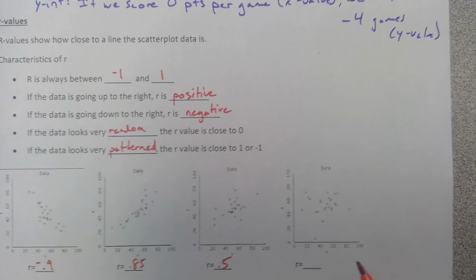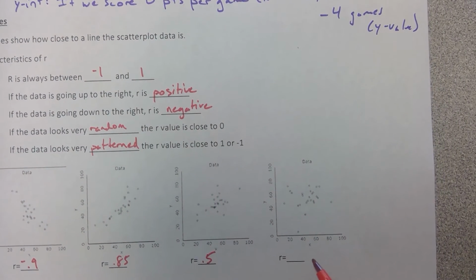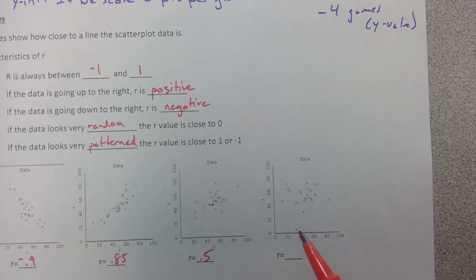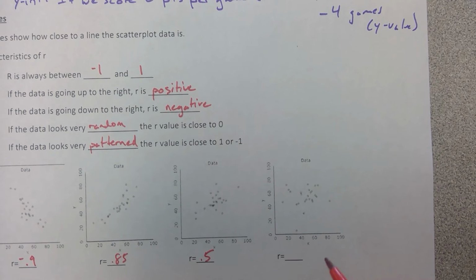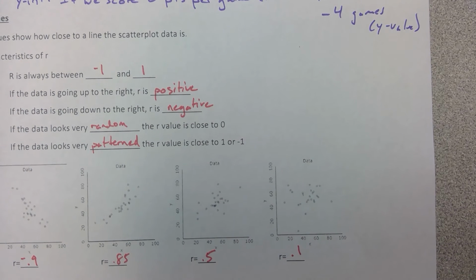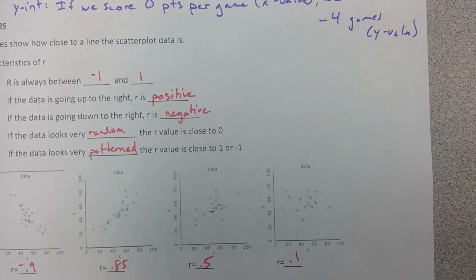Hard to tell. And then this last one, we got this big mess over here. Okay, got a whole lot of random dots in this scatter plot. It's literally scattered. I don't know what it would be. I'm going to say something real close to 0. I'm going to go with maybe, I think it's positive. I'm going to say 0.1. Okay, so it's real close to 0. It's pretty random. Okay, so let's take a look at interpreting these R values.